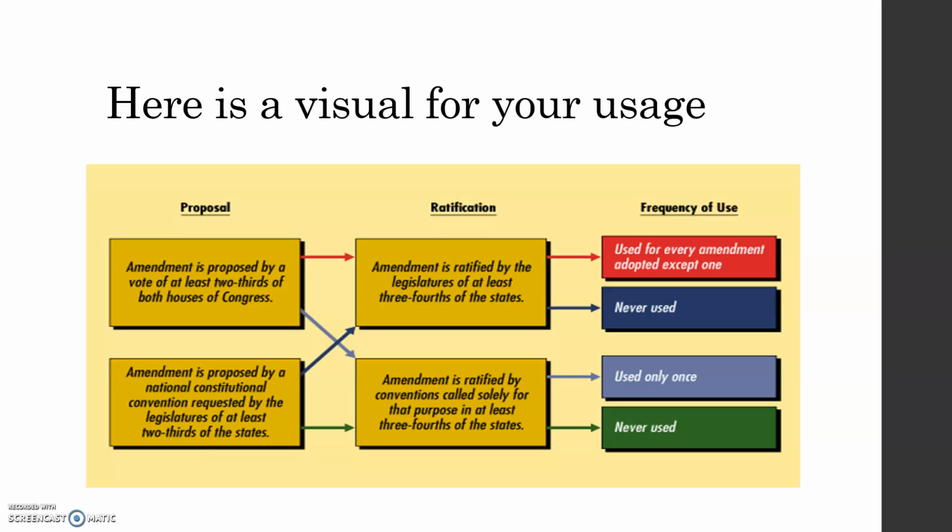I made this little chart right here, so you can see if the proposal came from Congress with 2/3 votes, then the ratification would be by the legislatures of at least 3/4 of the states, and for every single amendment except one, that is how it has happened. And if amendments are proposed by a national constitutional convention, by the legislatures of at least 2/3 of the states, meaning the state governments decided to propose one, that's only gone through once. So you get the idea. Basically, there are 2 methods to propose an amendment to the U.S. Constitution as well as ratify it.